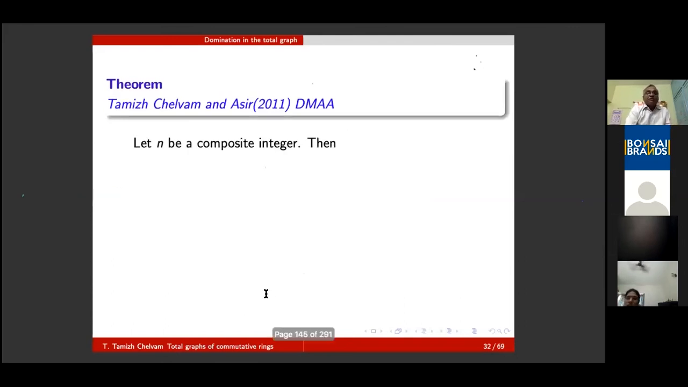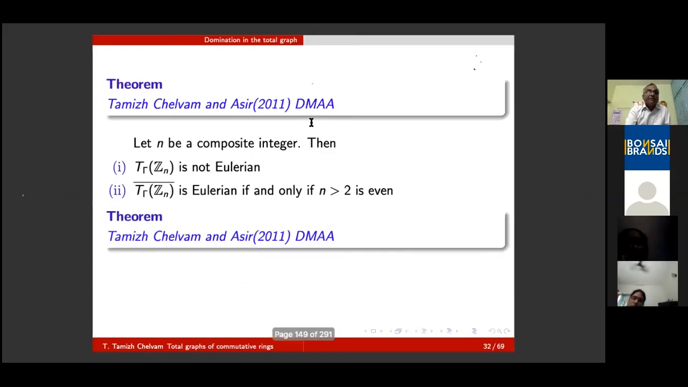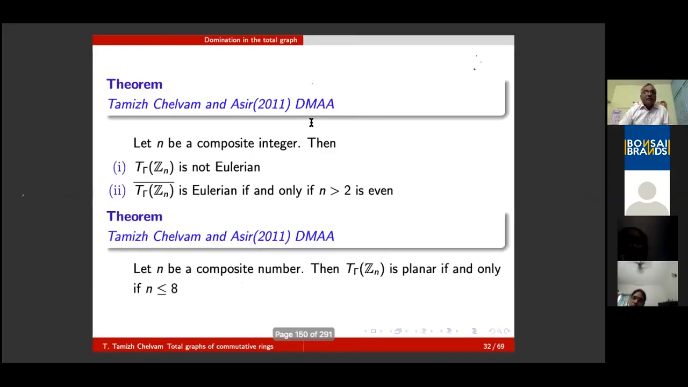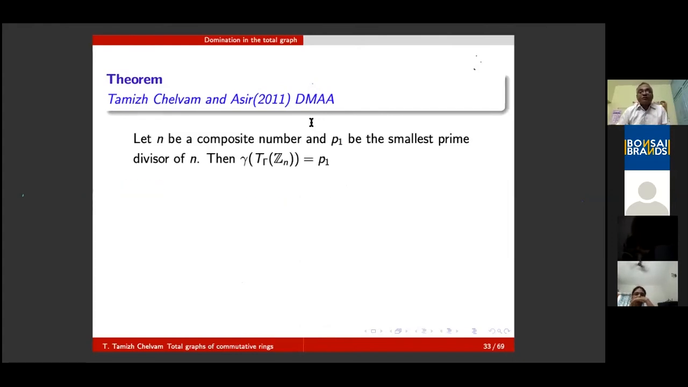So with this, we have proved that T gamma of Zn is Eulerian if and only if n is even; in the odd case, it is not Eulerian. Of course, this paper appeared in Discrete Mathematics, Algorithms and Applications by World Scientific. If n is a composite number, then T gamma of Zn is planar if and only if n is less than or equal to 8. For n more than 8, the genus definitely exceeds 1. And please note that this is the vital property which we could observe.